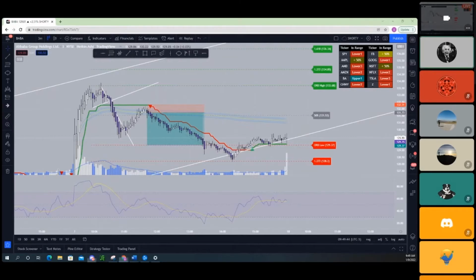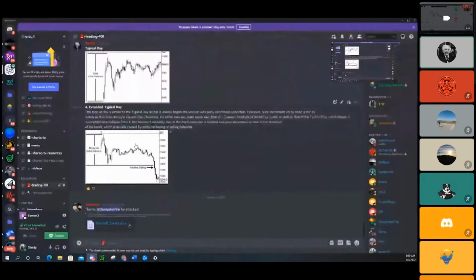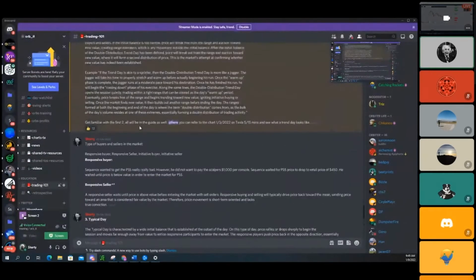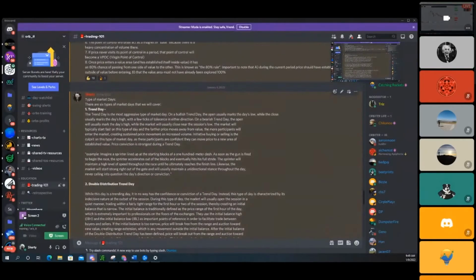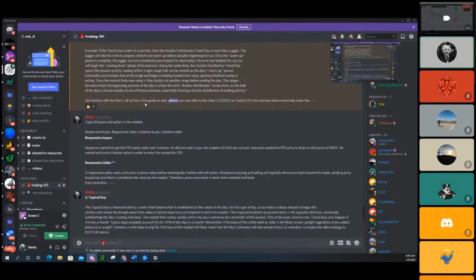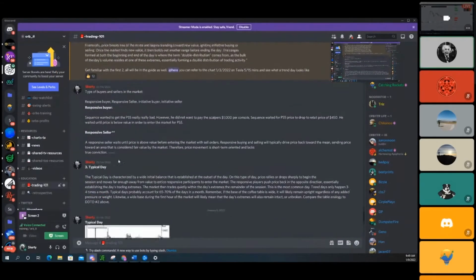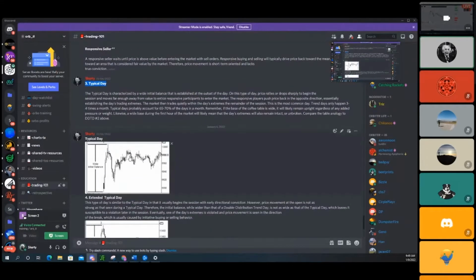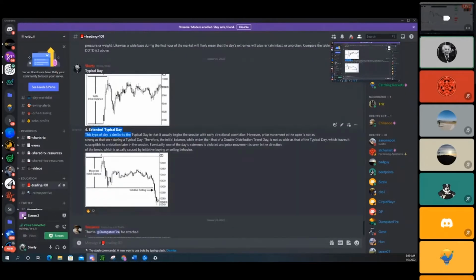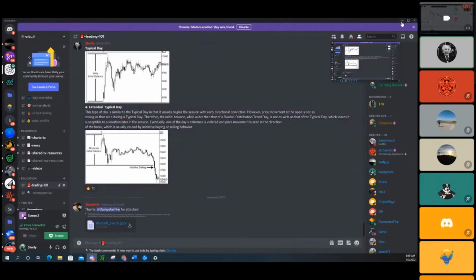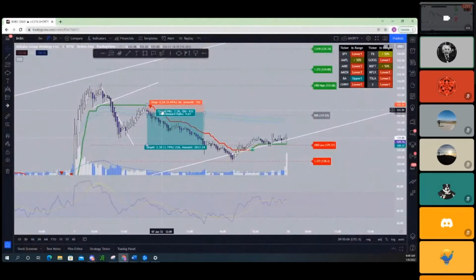I just want to bring up something for you guys here on Discord under trading 101. I did post the trend day, what is a double distribution day, what type of buyers we have. And there's a typical day. There's also a chart of typical day, extended typical day. I do suggest that you get familiar with that, because as soon as you can recognize the pattern of the day you're having, it's much easier to trade and know how to respond, where to be.